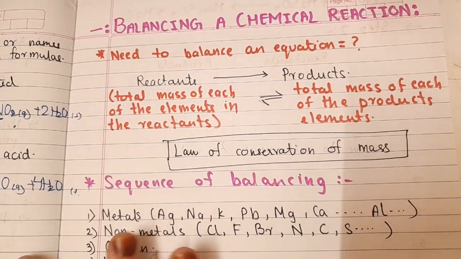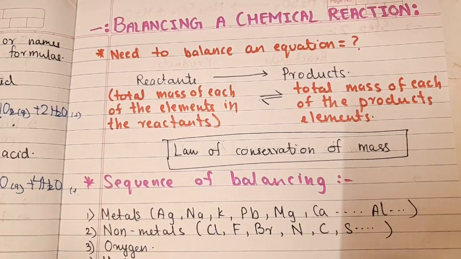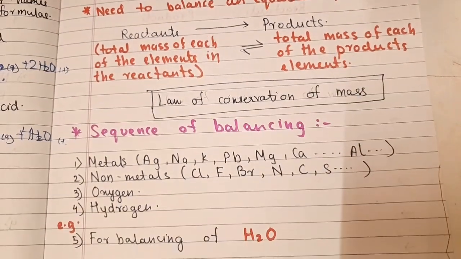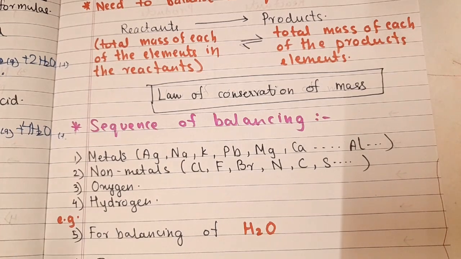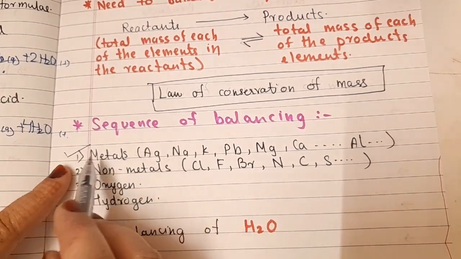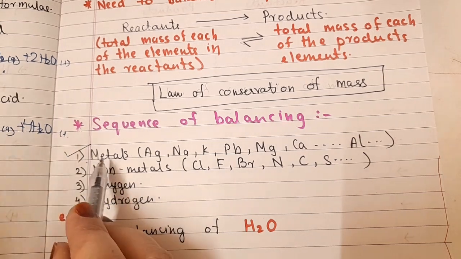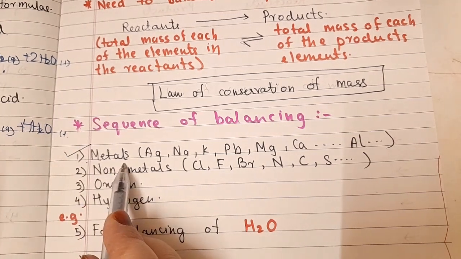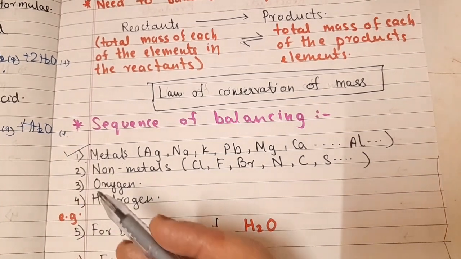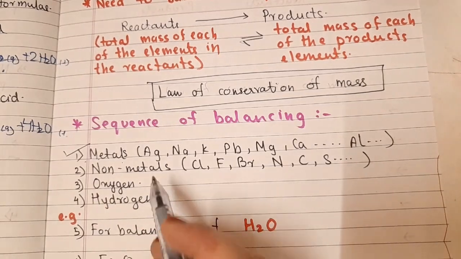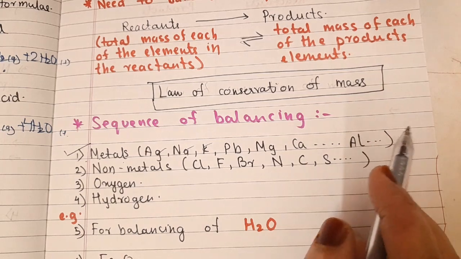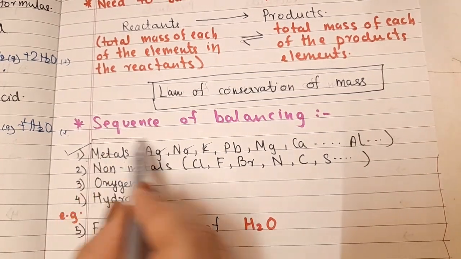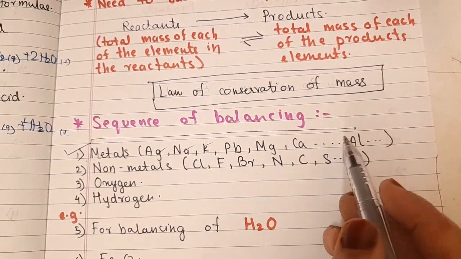Now see what the sequence of balancing an equation is. Here I have written 4 steps, the 4-step sequence. That means how we balance the equation. The first step is that we balance the metal elements. If the reaction has a metallic element like silver, sodium, potassium, lead, magnesium, calcium, aluminum, and so on, we first balance the metallic element in the equation.